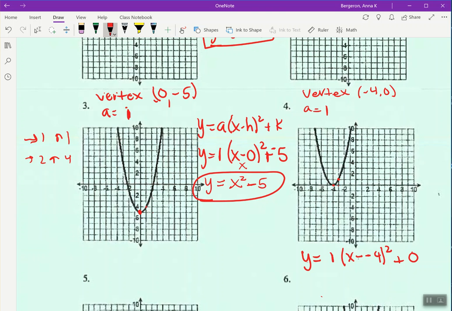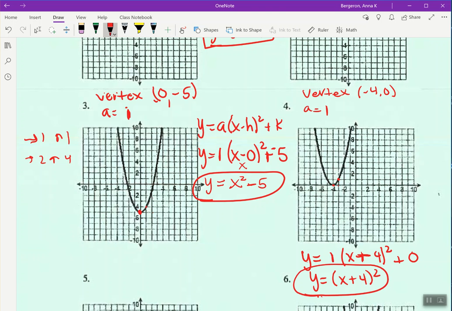So then a negative and a negative turn into a positive. So that becomes y equals, I don't have to write that 1 in the front, but I can, x plus 4 squared. And then I don't need to write that plus 0 on the outside either. So this would be my most simplified form.